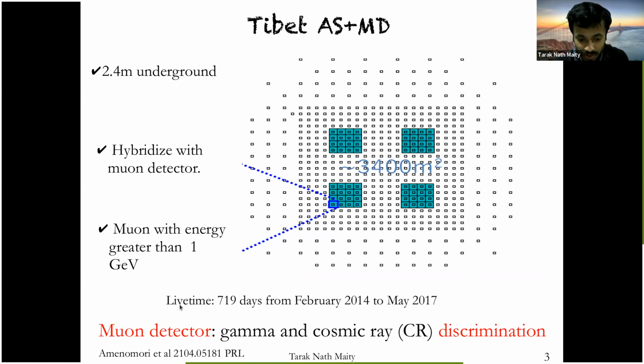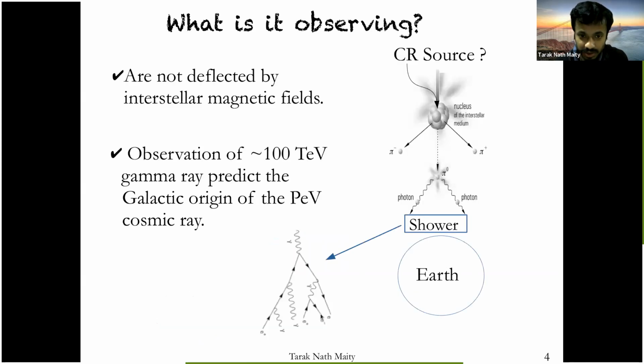Before discussing how it differentiates between gamma rays and cosmic rays, let me ask the question: what is it observing? The short answer is high energy gamma rays. And why are we interested in high energy gamma rays? Because gamma rays, being charge neutral, are not deflected by the intergalactic magnetic field. They just point back to the sources. So essentially, they act as a great messenger for astroparticle physics.